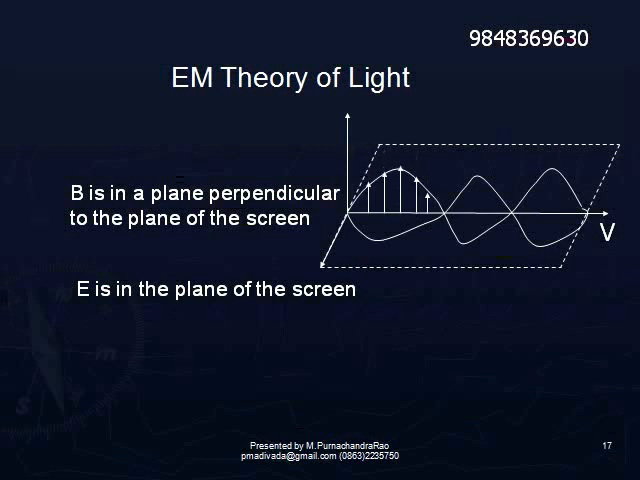The magnetic field vector will be varying in the horizontal plane, moving into and out of the screen. And the light will be propagating from left to right. These are the directions of the three vectors.